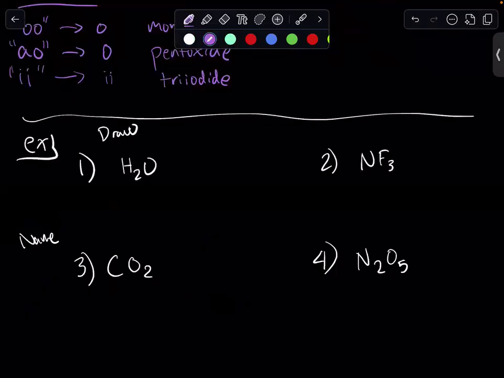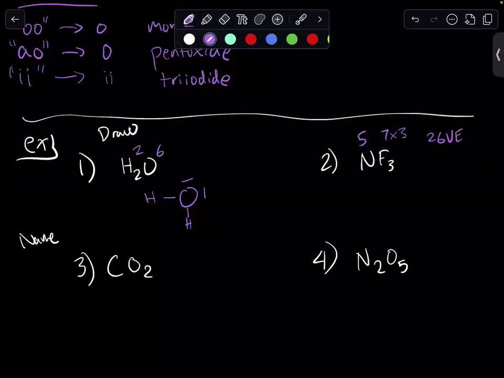So for drawing this, hydrogen cannot be the central atom. So we'll draw oxygen in the center, bonded with two hydrogens in a skeletal way. Counting the valence electrons, I have 6 and 2, so there should be 8. So I'll put them around the oxygen, and we're happy. NF3, N has 5, each fluorine has 7. That's going to be a total of 7 times 3, so that's going to be 21 plus 5. We're going to have 26 valence electrons.